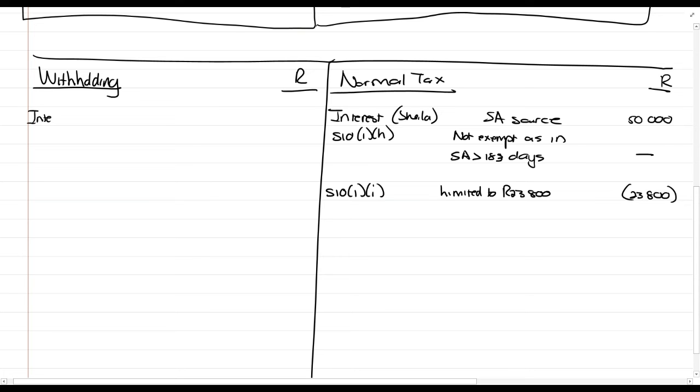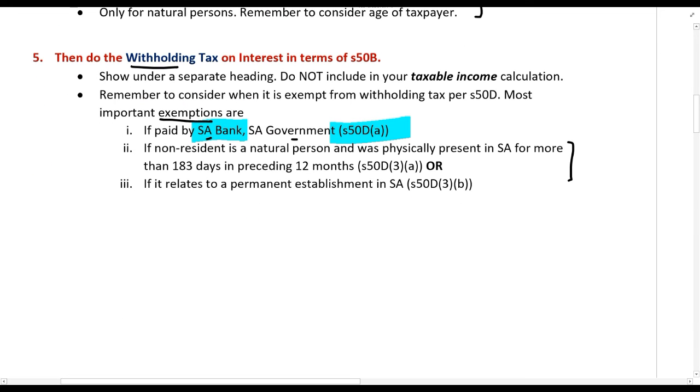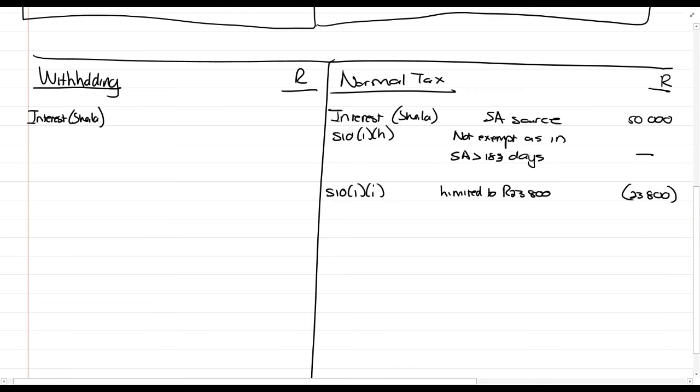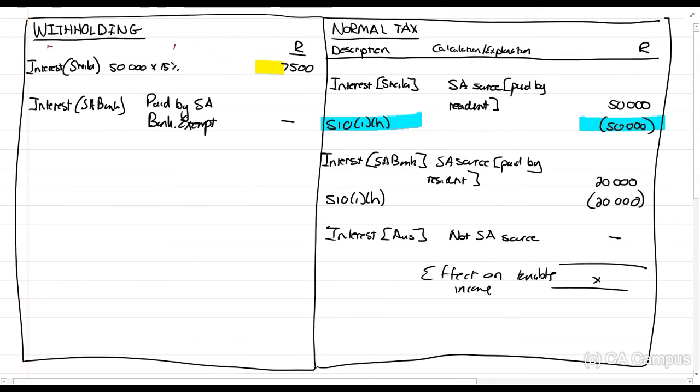So interest that we received from Sheila. What did we see when we looked at our steps? It will be exempt if the person was in South Africa more than 183 days. So exempt in SA more than 183 days, so it's exempt. So guys, look at the difference there. Situation A, there was withholding tax. So can you see how these sections work with each other a lot of the time? So if you look at the net effect, that was 0 and 7,500 rands over there.